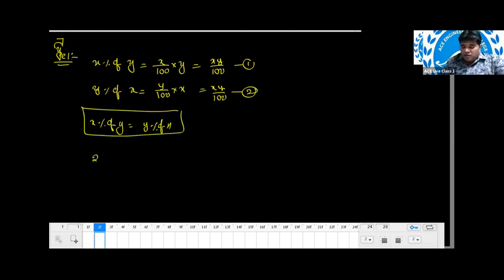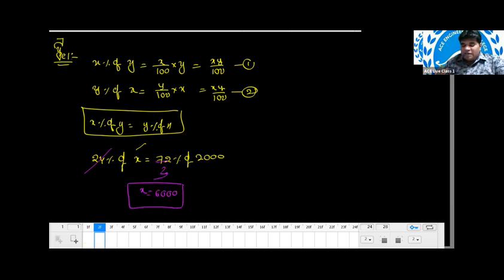A small example: 24 percentage of x is equal to 72 percentage of 2000. What is the x value here? Here x percentage of y and y percentage of x are equal. So 24 by 100 into x equals 72 by 100 into 2000. Not necessary to write all this, you can cancel directly. So x is equal to 6000. Directly answered.